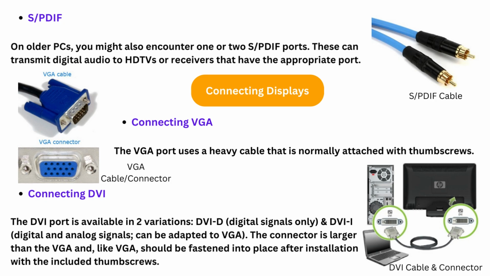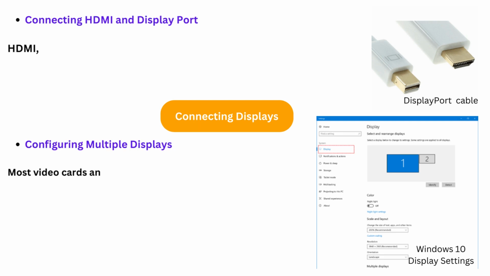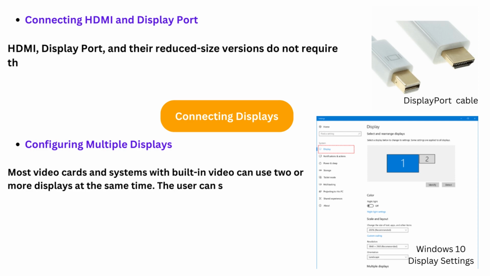The connector is larger than the VGA and, like VGA, should be fastened into place after installation with the included thumb screws. Connecting HDMI and DisplayPort. HDMI, DisplayPort, and their reduced size versions do not require thumb screws, as the cables and connectors are smaller and lighter than VGA or DVI.